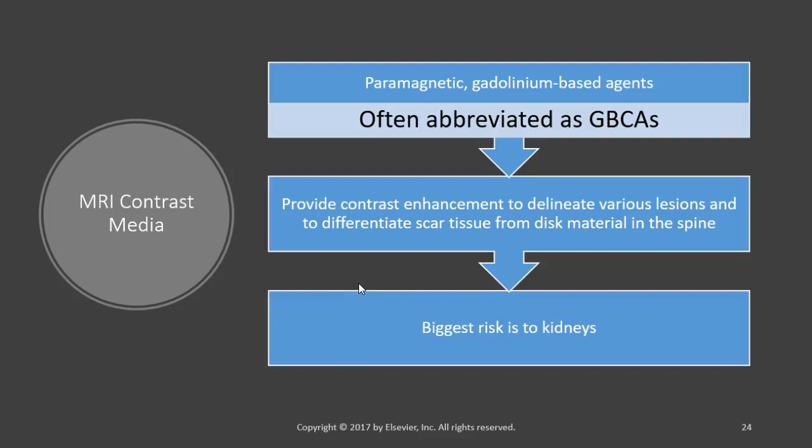All right, MRI contrast medium, paramagnetic. So we use gadolinium-based agents, often abbreviated as GBCA. Gadolinium-based contrast agents provide contrast enhancement to delineate various lesions and to differentiate scar tissue from disc material in the spine. And the biggest risk is if there's kidney disease. If there's kidney disease, then we have to worry about NSF.